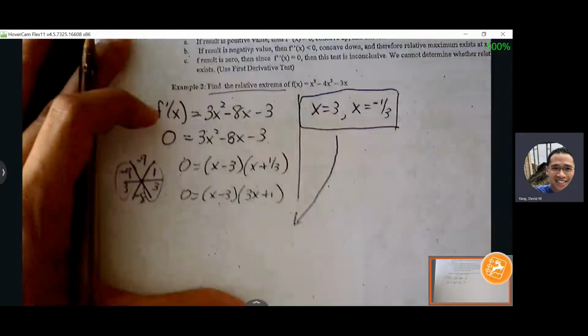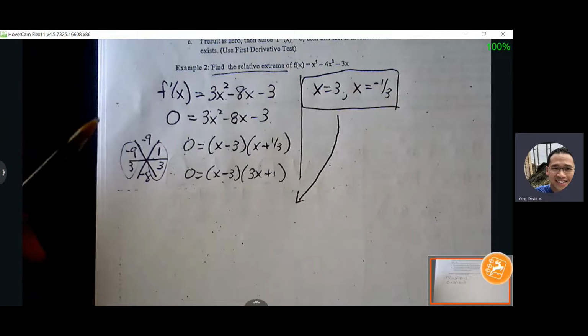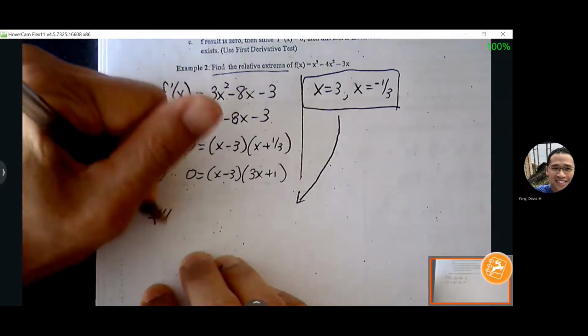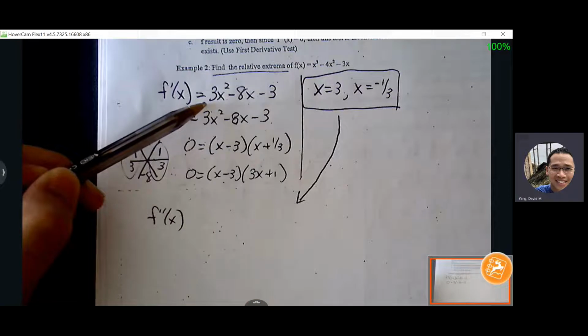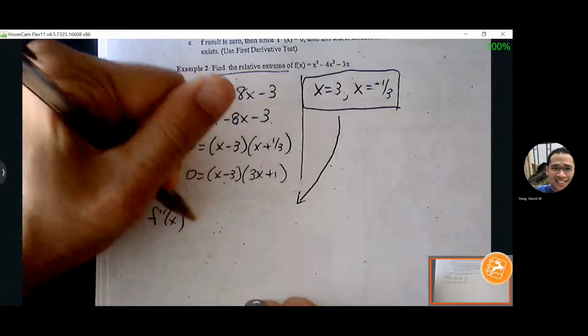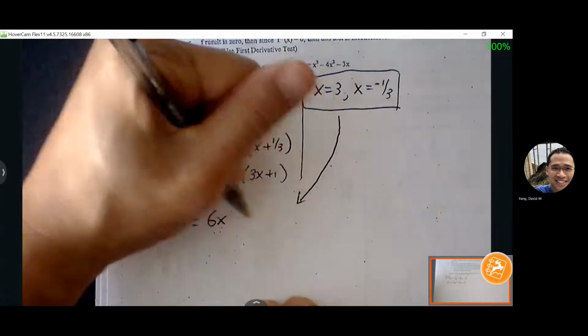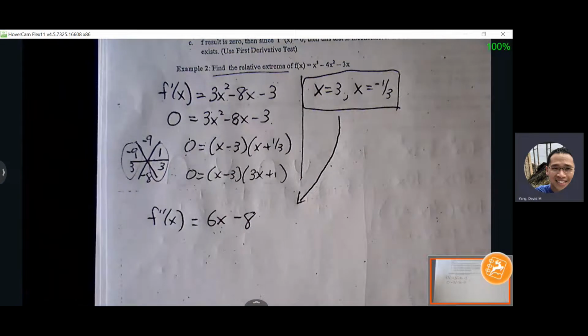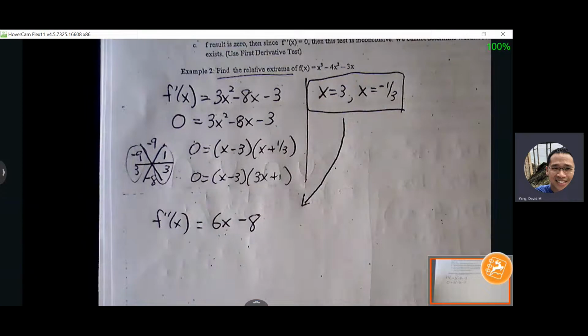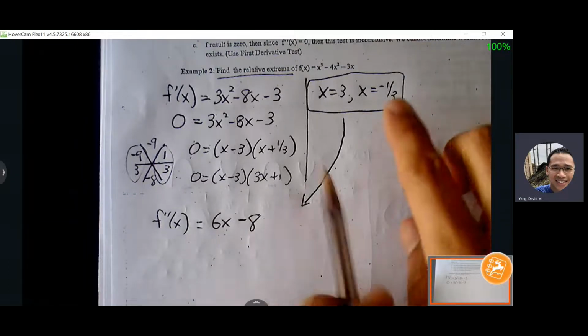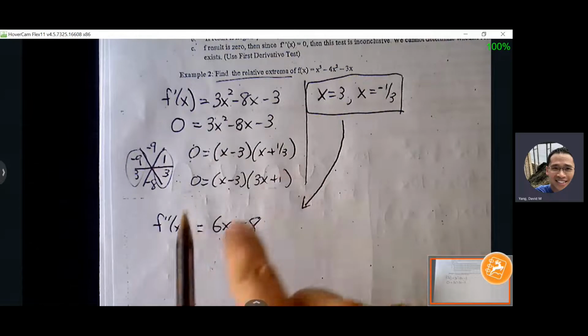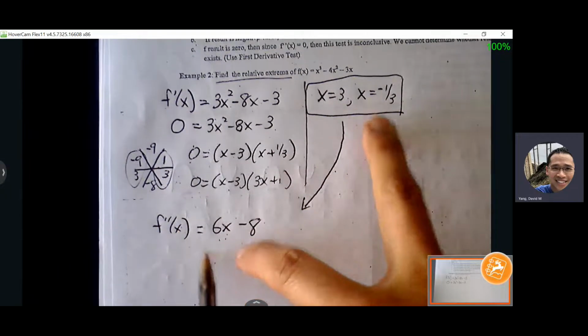So now we're going to find the second derivative function. So f double prime. 3x squared becomes 6x. -8x becomes -8. Okay, we have the second derivative function. Now, we're not going to set this equal to 0, because if we set this equal to 0, then we're doing test for concavity, right? Then we're doing points of inflection. We don't want to do that. What we want to do is insert these values into the second derivative function. And that's the second derivative test.